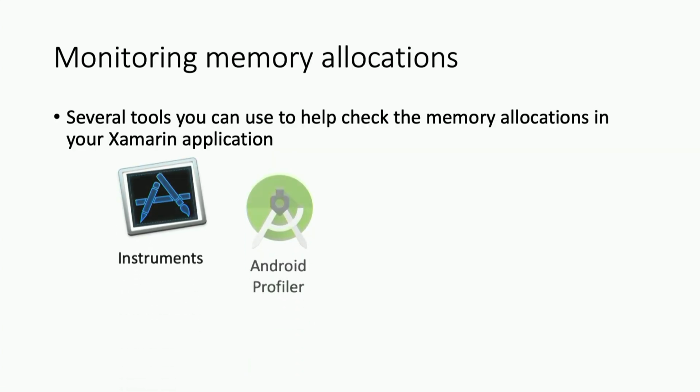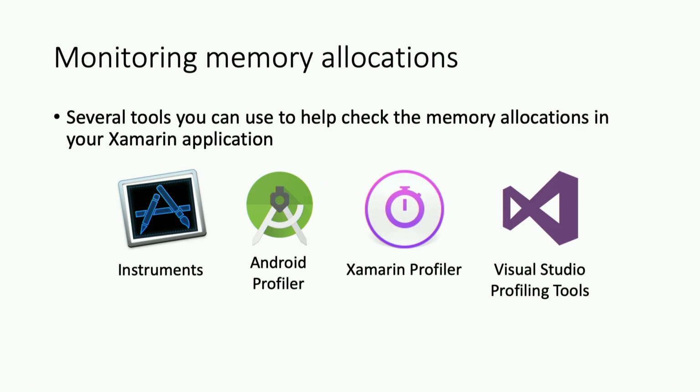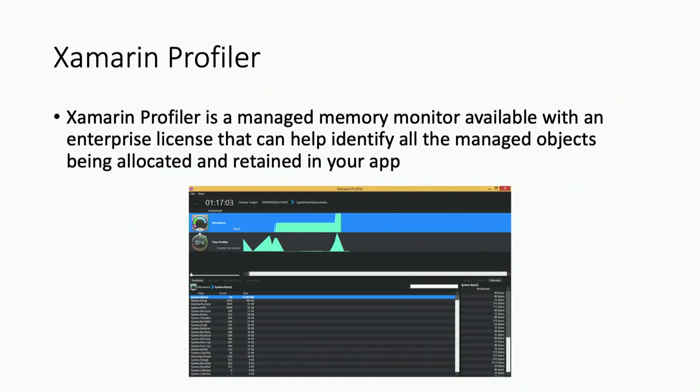So how can you monitor memory allocation? You have the native ones. With these tools, you can monitor the native allocation. You have Instruments for Xcode, and you have the Android Profiler on Android. Then you have the Xamarin Profiler, which is a nice tool, but costs a lot. And then there are manual methods, and we will see a little bit of all of that. The Xamarin Profiler is a tool that will show you the managed memory. It will show you the allocation, how many objects, and so on.